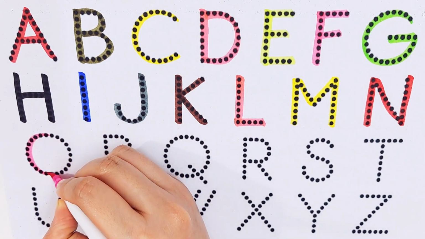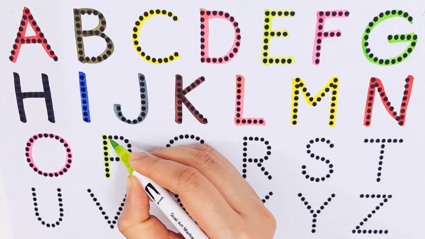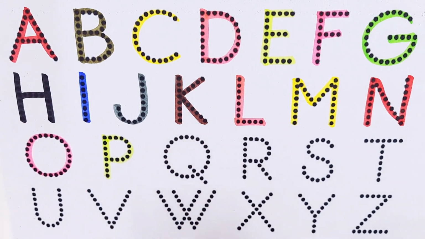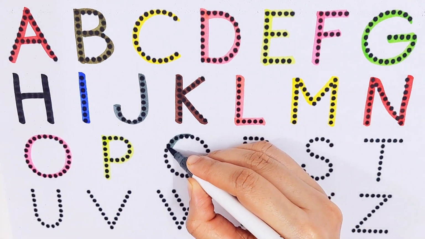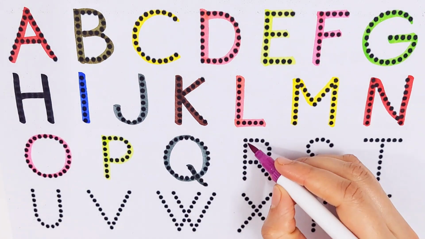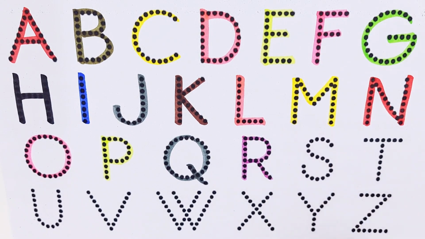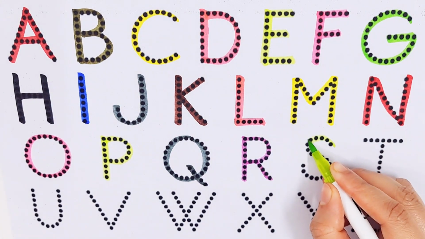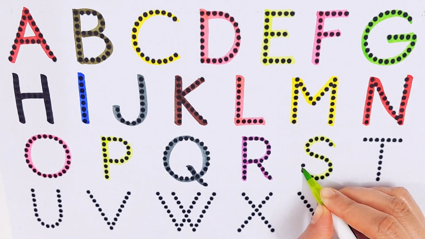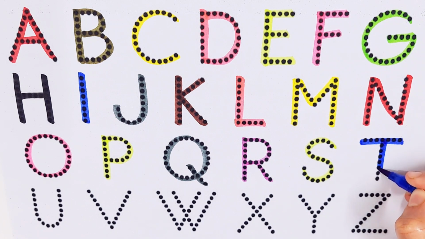O for oxygen. P for parrot. Q for question. R for rainbow. S for strawberry. T for toys.